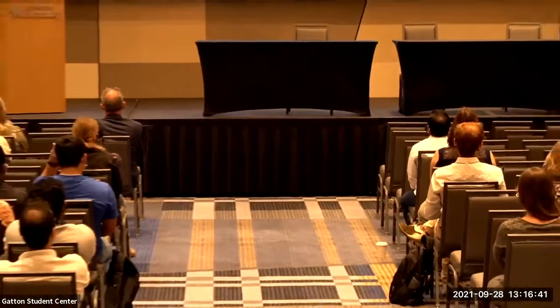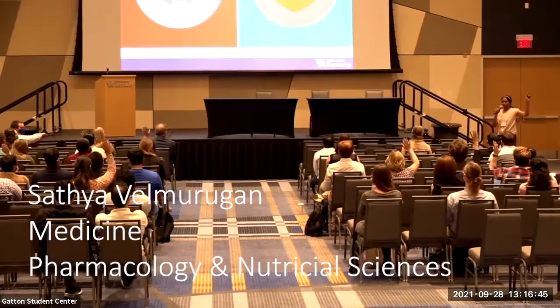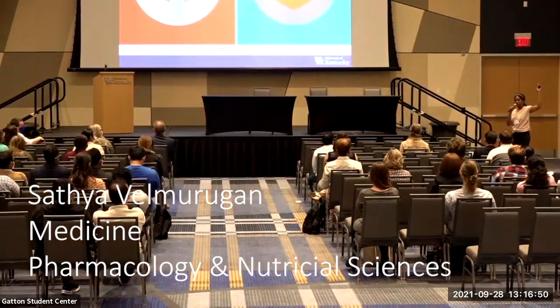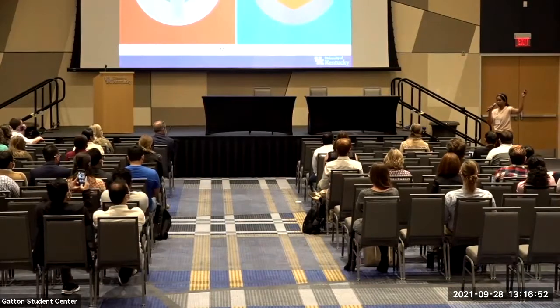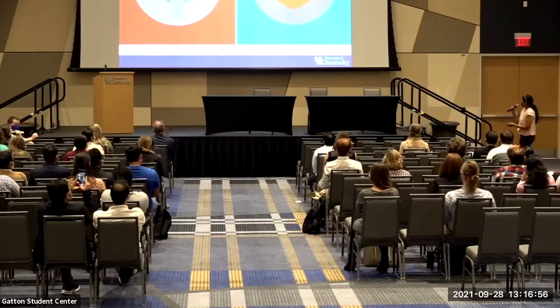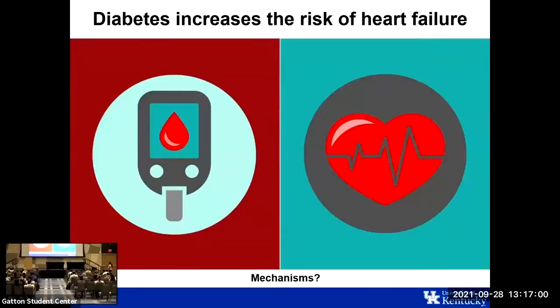So how many of you have a relative who has diabetes? I have my father, my mother, my brother, all have type 2 diabetes, and I'm constantly worried because diabetes increases the risk of heart failure. There are so many factors behind this link, but the mechanisms are not very clear. And in our lab, we are studying one such mechanism.